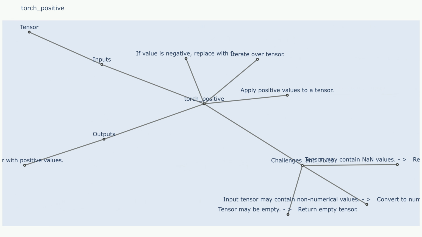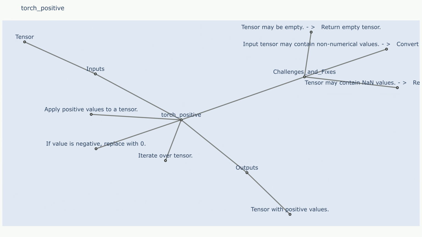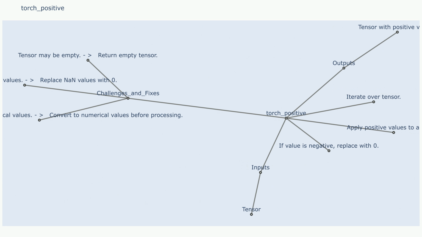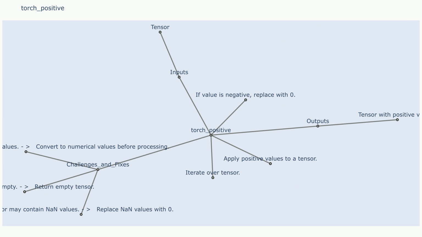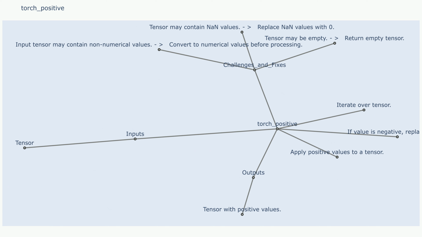Steps: Step 1, the function iterates through each element of the input tensor. Step 2, if an element is greater than 0, it is included in the output tensor. Otherwise, it is discarded. Challenges and fixes. Challenge 1: handling input tensors with negative or 0 values. Sample use case that resulted in challenge 1: an input tensor with values -1, 0, 2, -3, 4. Fixes to challenge 1: the torch.positive function automatically handles negative and 0 values by excluding them from the output tensor.